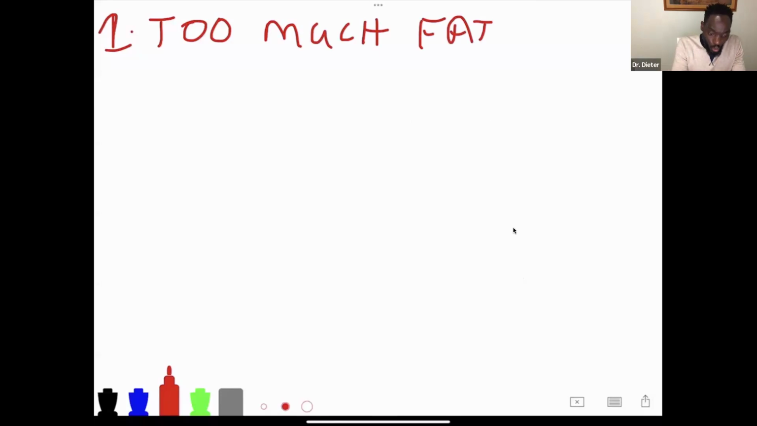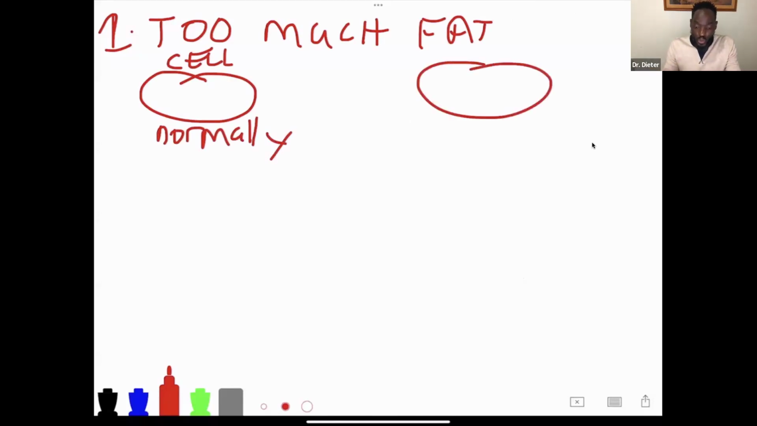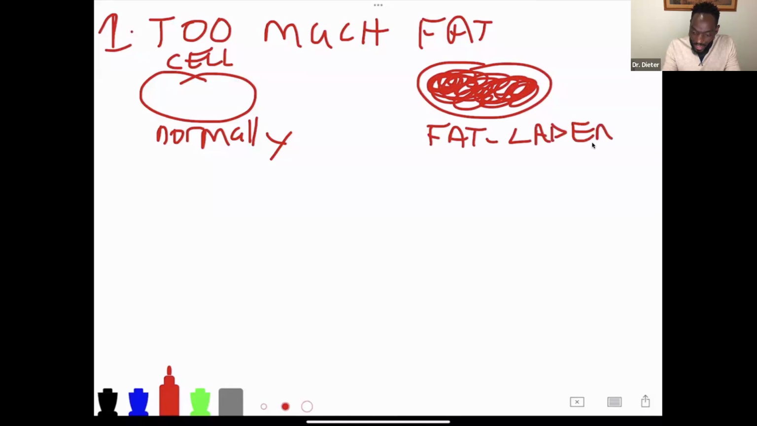You see, when you consume way more calories than you're supposed to, those excess calories are taken and converted into fat. This is a cell. A cell is normally supposed to look like that. Okay, normally look like that. Now, when you consume way more calories than you're supposed to, those excess calories get converted into fat. The cell doesn't know what to do with that fat. It comes and lumps that fat into this cell and occupies the space in the cell. Now, this cell is what I call a fat-laden cell. Fat-laden. It is filled with fat that it should not have.